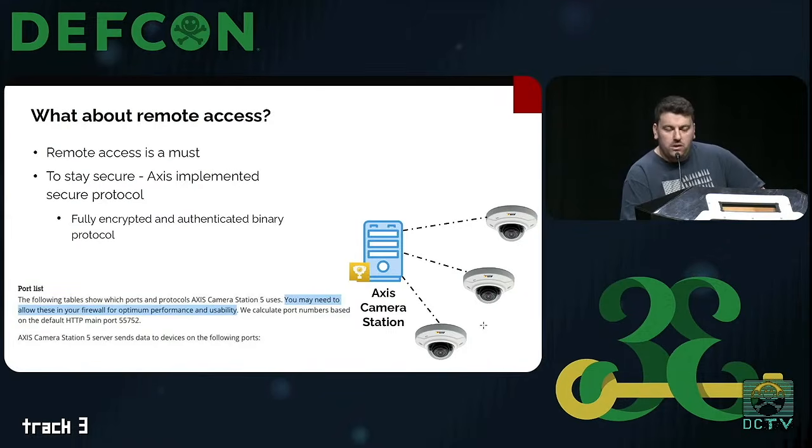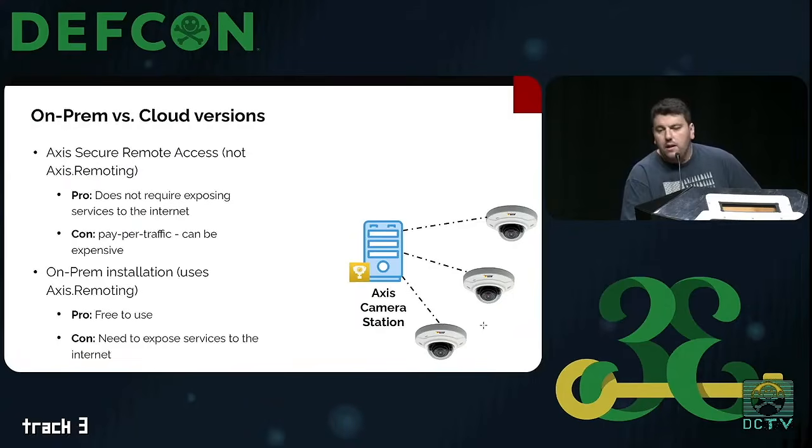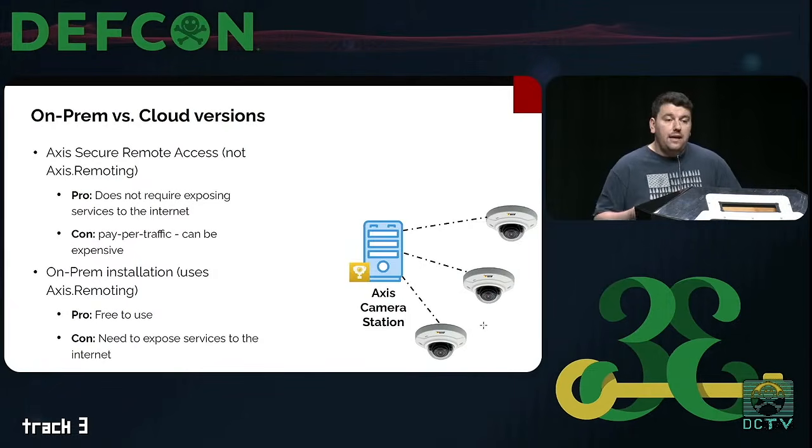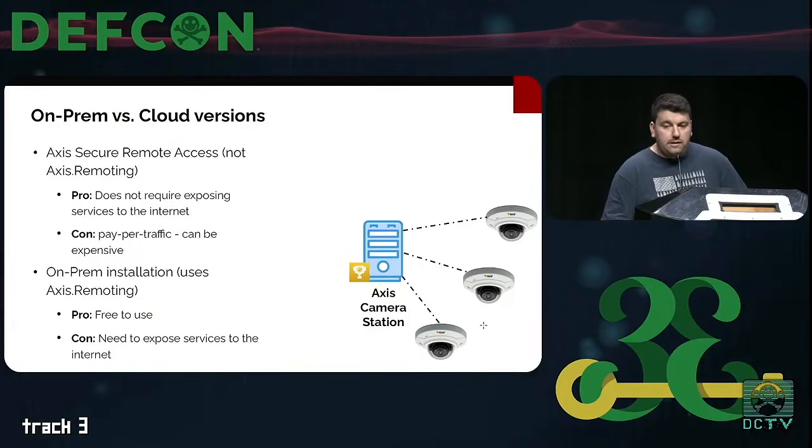And this way, users are instructed to simply open this port and be able to connect to their servers remotely and to manage, control, and view the camera feed of their entire camera fleet. In addition to that, Axis has a cloud solution called Axis Secure Access. It's not the same as Axis Remoting, but it has one major con. You see, it costs a lot, it's pay per traffic, and most organizations opt out of it because the costs are very high. And so Axis offers on-prem installations, which enable you to have your own servers, install the software on them, and then you have full control, full visibility over your cameras.